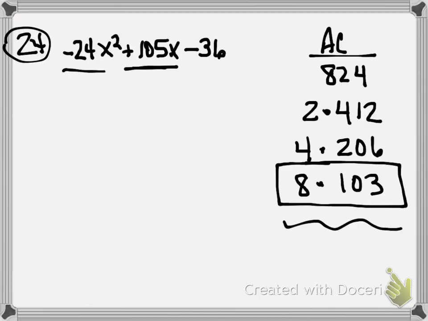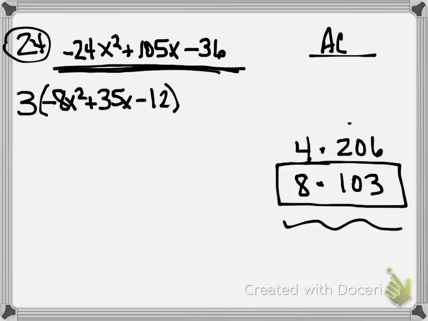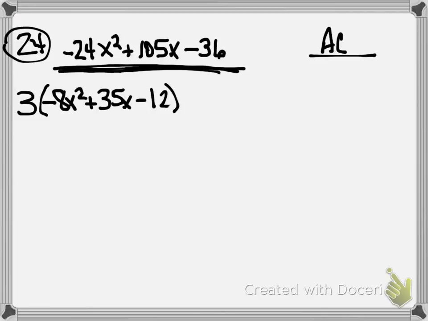I'm going to go back to my original expression and see, did I miss a common factor? As I'm dividing on my calculator, I notice that 3 goes into 105. So we could have taken out a 3 in the very beginning to leave us with negative 8x squared plus 35x minus 12. Now let's try our AC again. It should be a lot easier with smaller numbers.